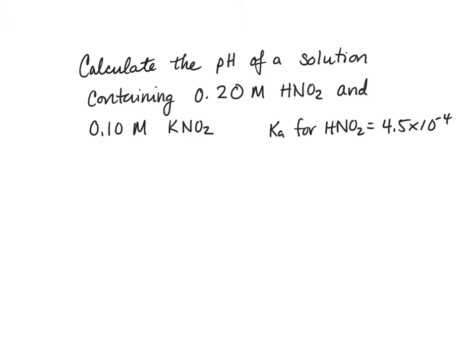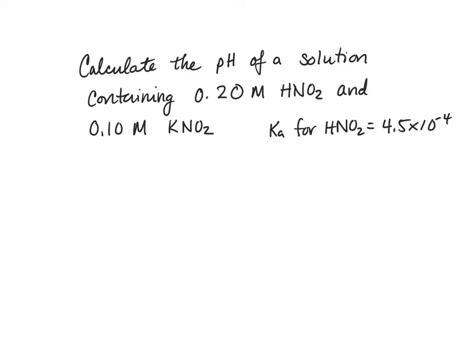So let's calculate the pH of a solution that contains 0.2 molar nitrous acid and 0.1 molar potassium nitrite. And we have the Ka for nitrous acid is 4.5 times 10 to the minus 4. So the first thing we're going to do is set up an ice table.